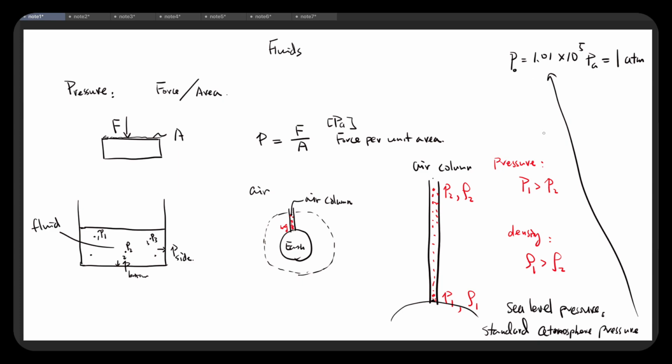And in future calculations, we're going to use this 1 atm a lot, because all the liquids that we're going to consider are sitting on the Earth's surface. So they experience this pressure at the surface. Let's say this liquid here on the Earth's surface experiences P naught right at the surface of the liquid.